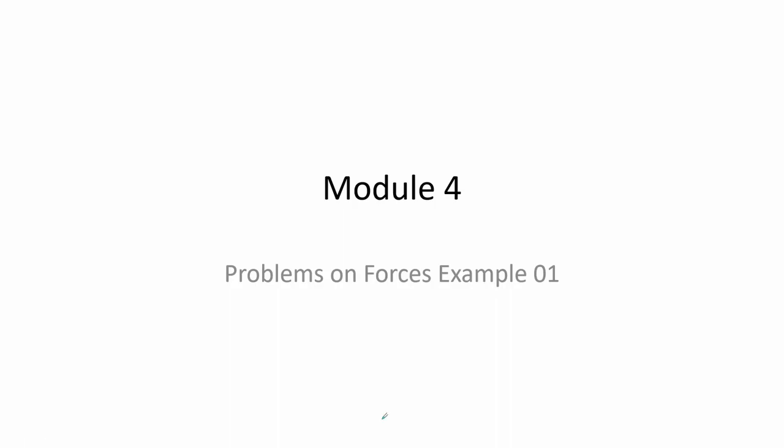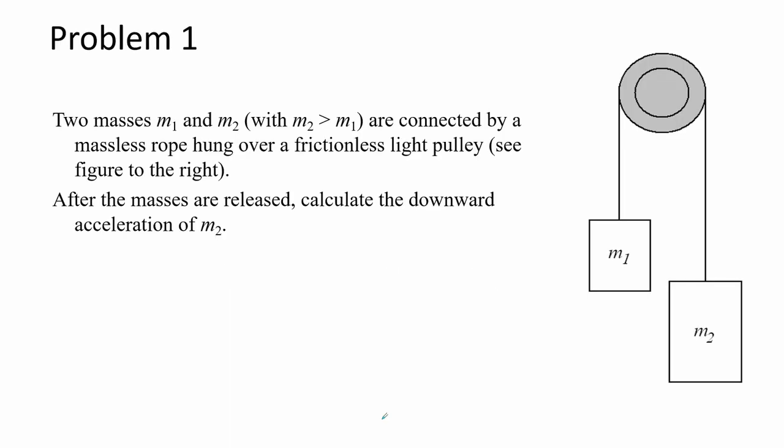Here we have a sample problem for Module 4. Here we have two masses m1 and m2, where mass 2 is greater than mass 1. The masses are connected by a massless rope hung over a frictionless light pulley.